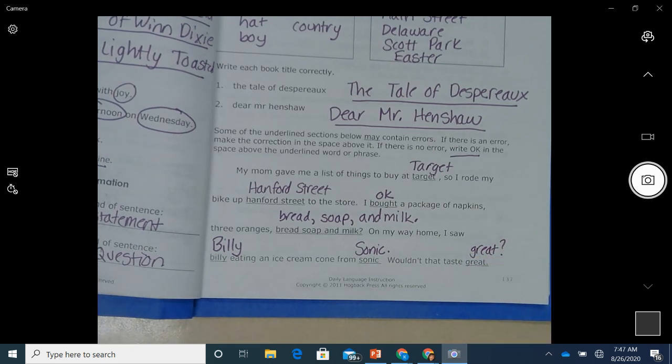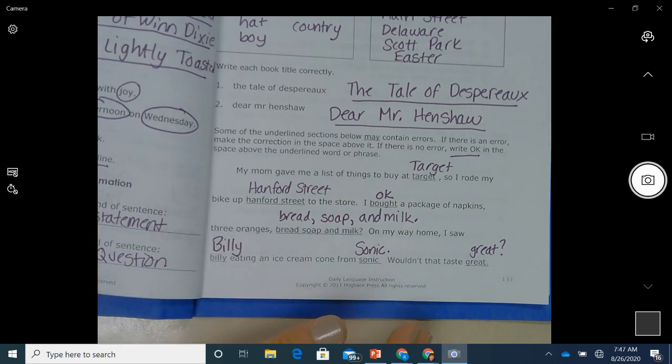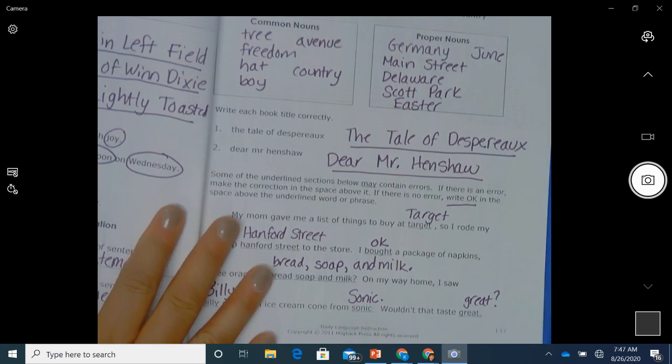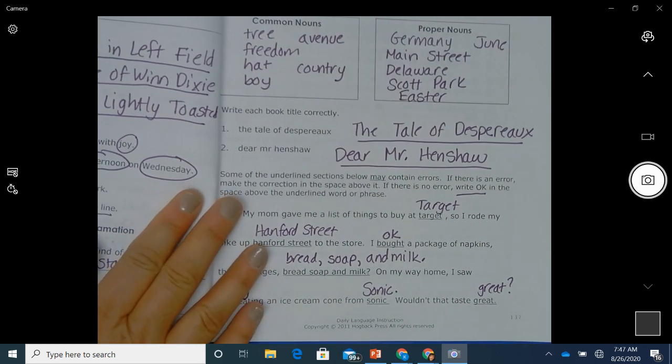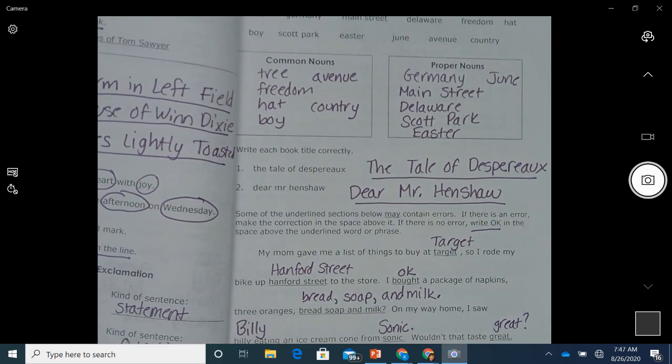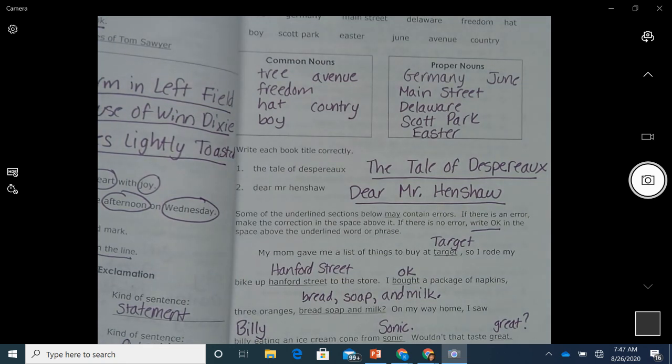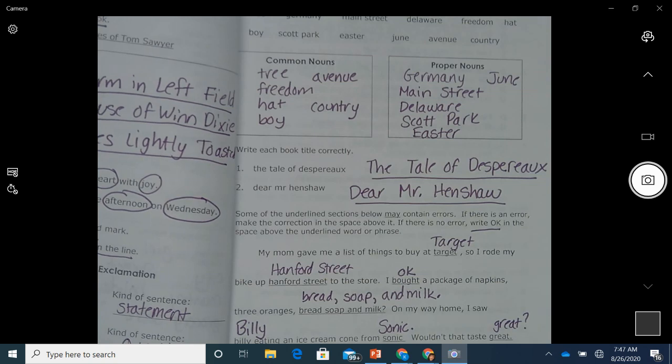Okay, hopefully you got those correct on yours. We'll do days 4 and 5 in our large group meeting this week, but I wanted to give you some time to look at this and make sure you're on the right track with common and proper nouns, as well as how you put book titles in your writing.